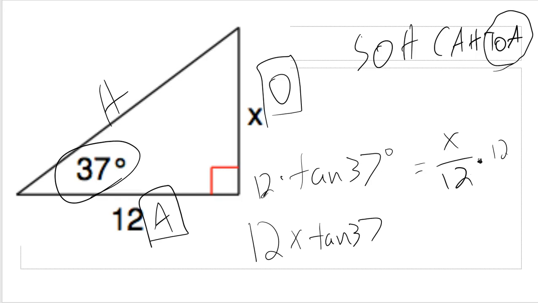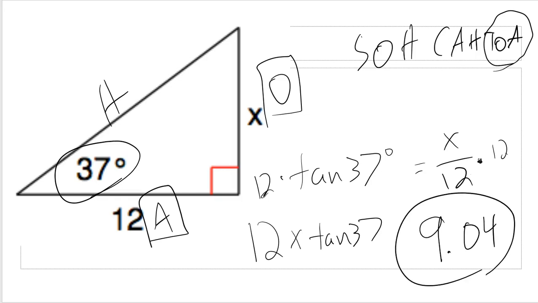It's going to give you a lot of decimal places. I'm going to round to 2, and you get 9.04, and that's your answer. So this is what you're typing into the calculator: 12 times tangent of 37. It should be your line right here, and that's what you get. Remember, we multiply because the number is on the bottom. When the number's on top, we'll talk about that.